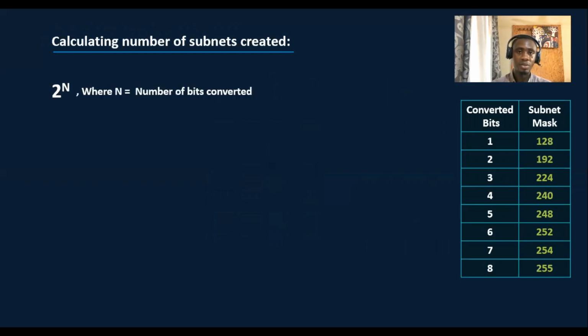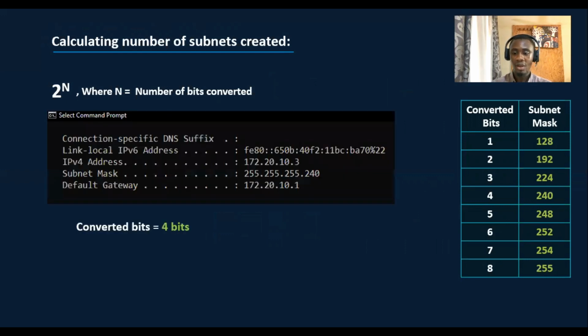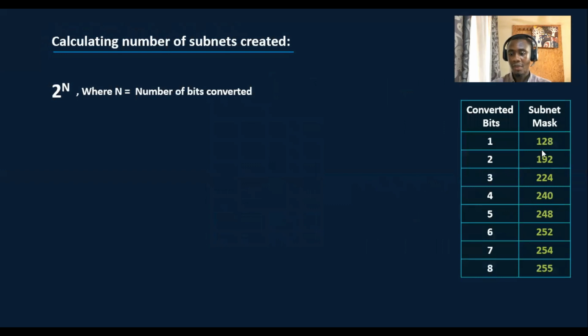So the formula is 2 raised to the power n, where n is the number of bits that you've converted, or borrowed and converted from 0 to 1. So if you convert just 1 bit, you have 128. If you convert 2 bits, you have 192. 3 is 224, all the way to, if you convert all 8 bits, which is 255.